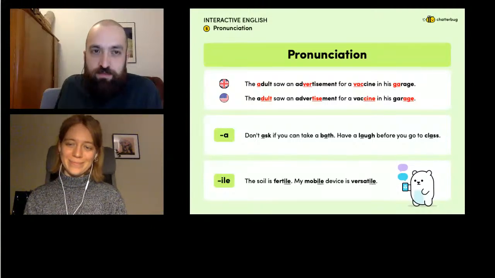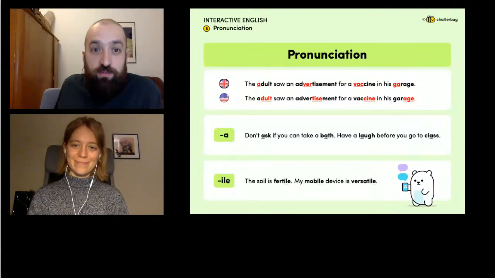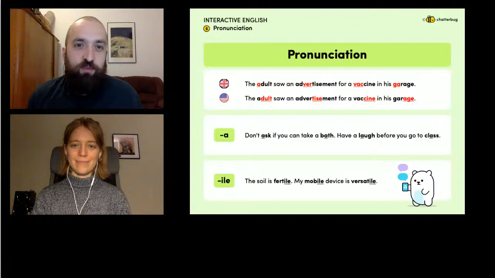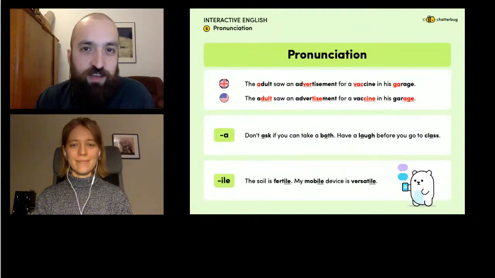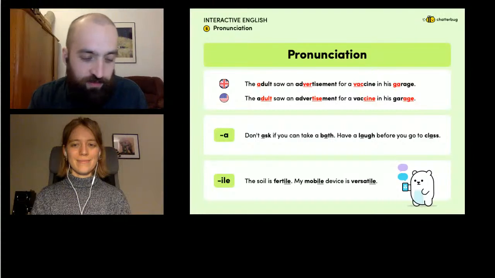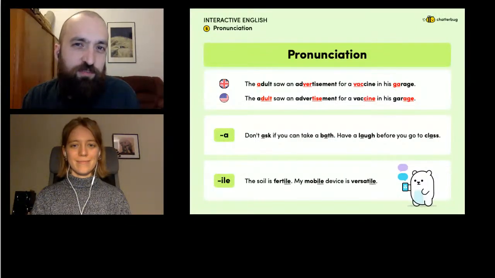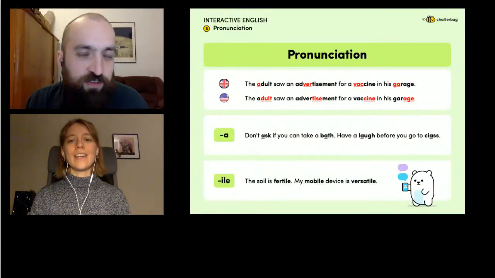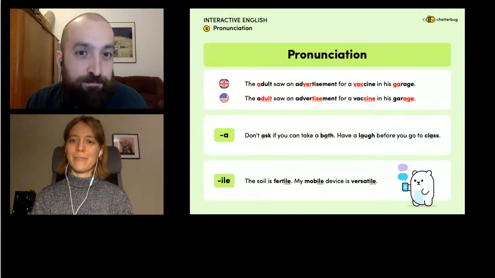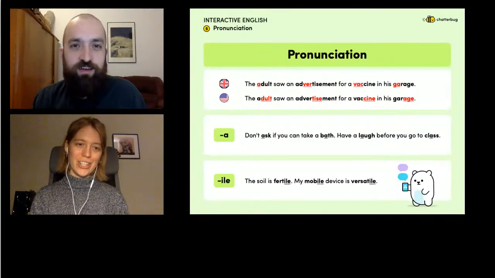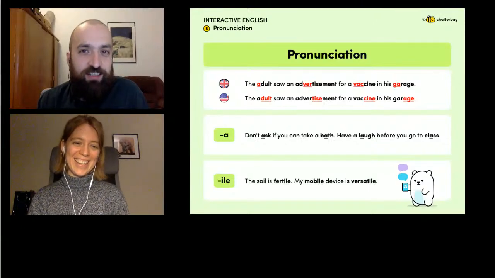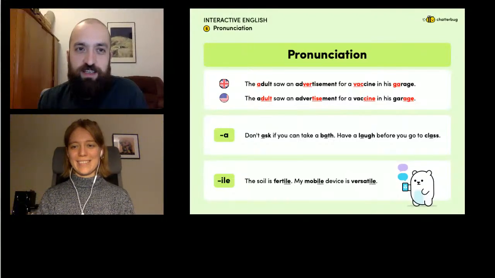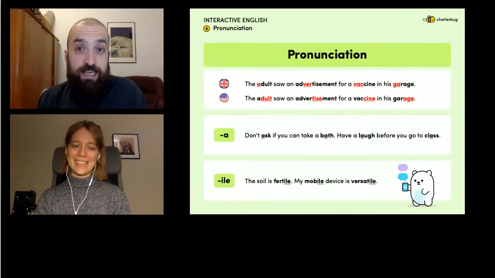And the British way, the adult, this is the word that I got confused with when I was making this. I've started to say advertisement, and then I found out that, I don't know if everyone in the UK says this, but it's supposed to say advertisement. The adult saw an advertisement for a vaccine in his garage. Did I get it kind of right? Yeah, not bad. Vaccine. Would you say vaccine?